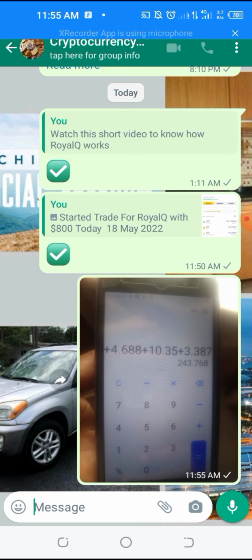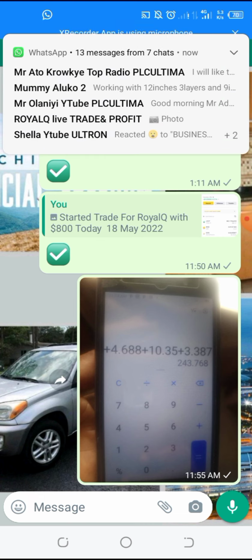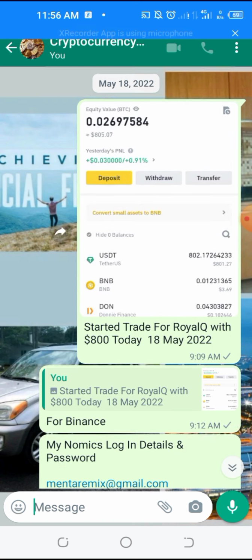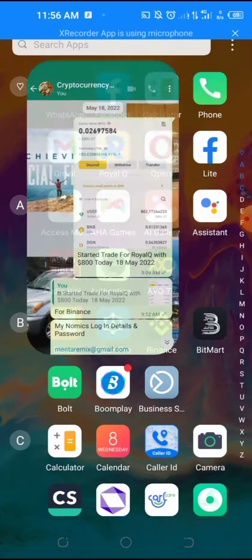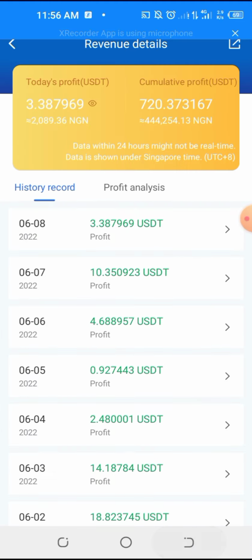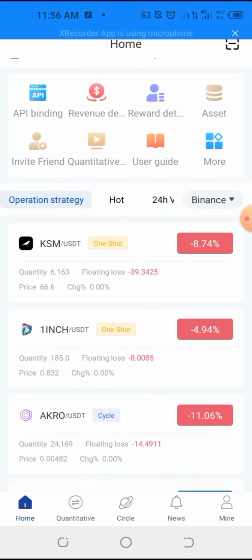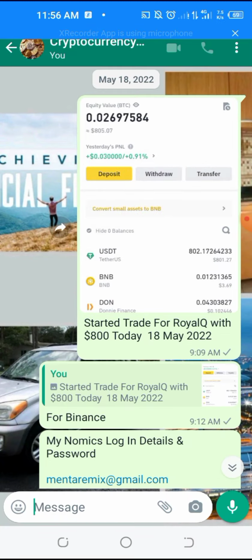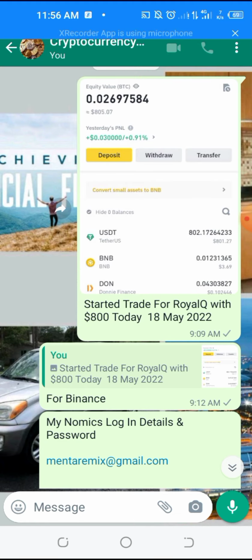I just want to do a review of my trade on RoyalQ, which I started on the 18th of May. You can see on the 18th of May, I loaded my Binance account with $800. That's why I can see it here, May 18. I started trade for RoyalQ with 800 today, 18th of May.